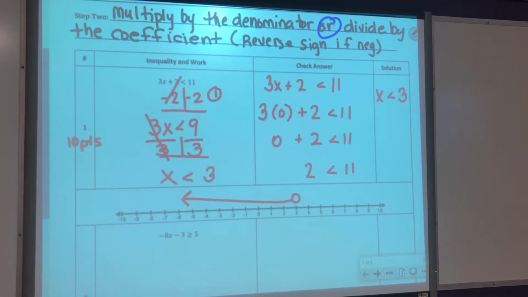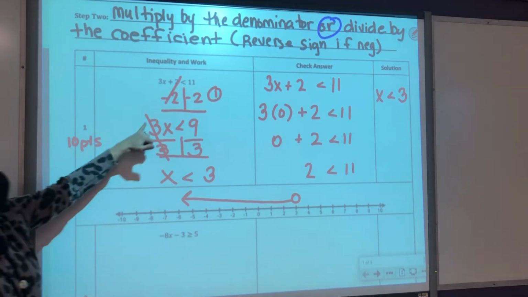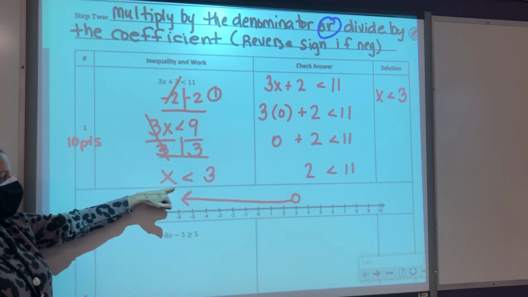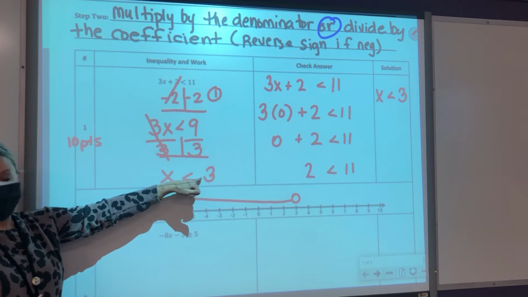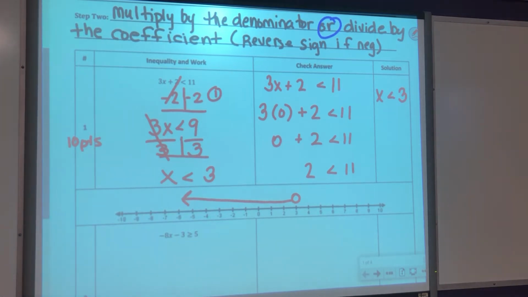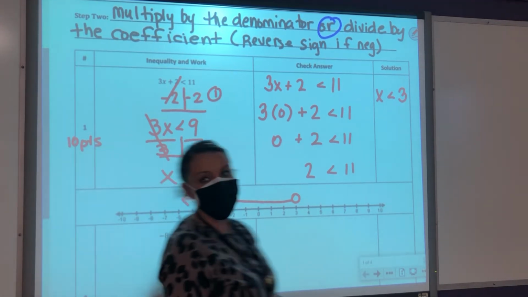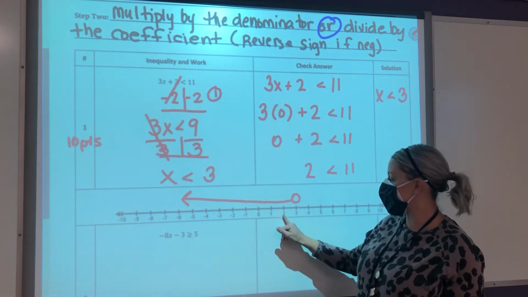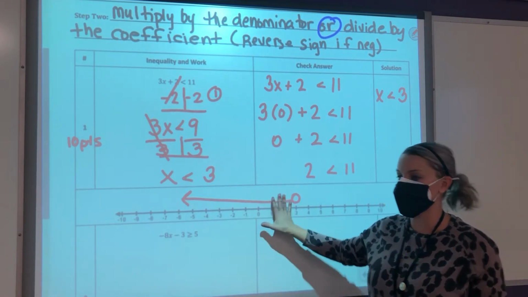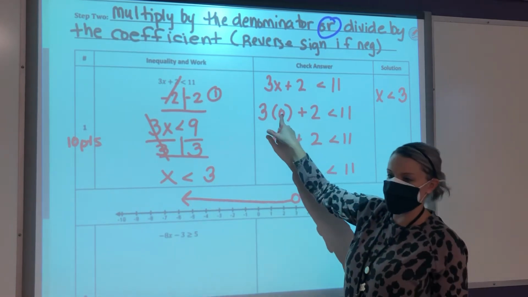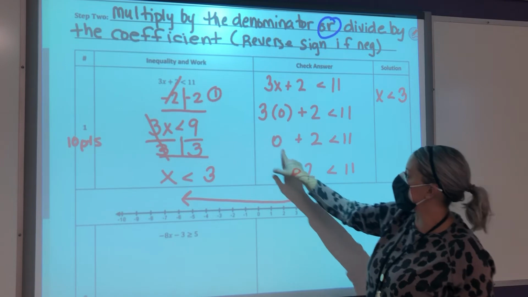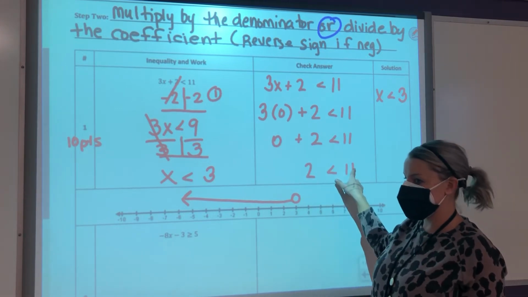Yes, Mace. How did you get x is less than 3 for the solution? For my solution? Okay, so I divided this side by 3. So it left me with x. And I divided 9 by 3, and it gave me 3. x can represent any of these values. It can be 2, 1, 0, -1, -2. It can be anything that's less than 3. So I can plug in -10 here, and then I get -28 is less than 11.